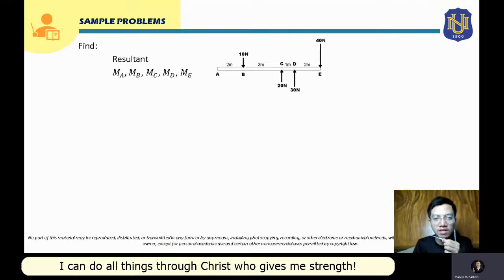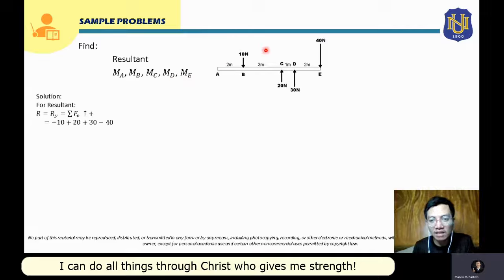Let us solve this. Again, we are asked to find the resultant of this system, and we are also asked to solve for the moment at A, B, C, D, and E. Let's first solve for the resultant. To solve for the resultant, it will just be the summation of the vertical forces. Upward will be the positive assumption here.